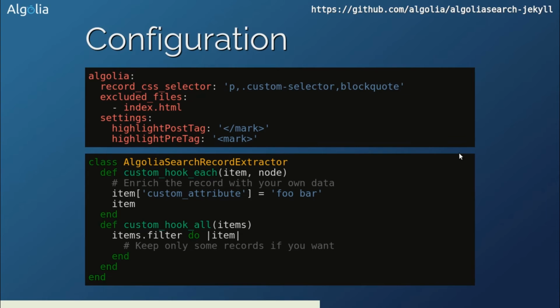Also, we let you extend the Algolia search record extractor through two hooks, and one will be called on each record before they are pushed, so you can add your own custom attribute to them or modify them in any way you want. And the other, the custom hook all, will be called on the whole list, so you can filter it or maybe remove some elements you don't want.